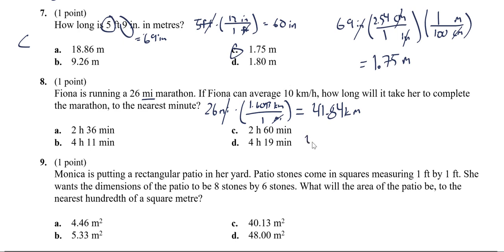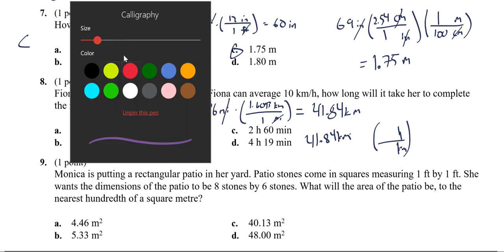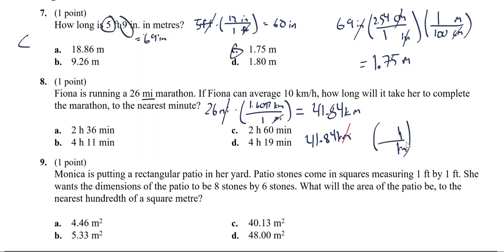So we take our 41.84 kilometers, and we also have this unit in kilometers per hour. We have 10 kilometers per hour. So if we multiplied by 10 kilometers per hour, we would end up with a unit of kilometers squared over hour, and that's just not right. So instead of multiplying by this fraction, it looks like we're going to have to divide by it. So if I flopped it so that I had kilometers down here and hours up here, then I'd be able to cancel.